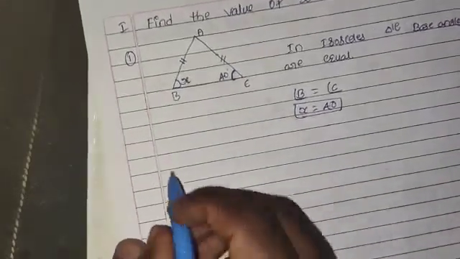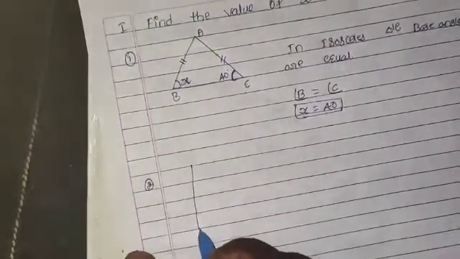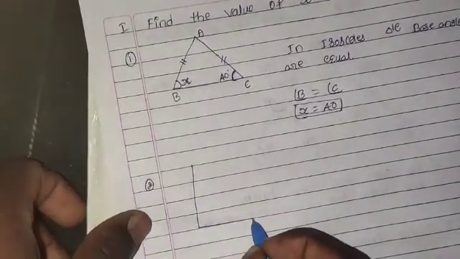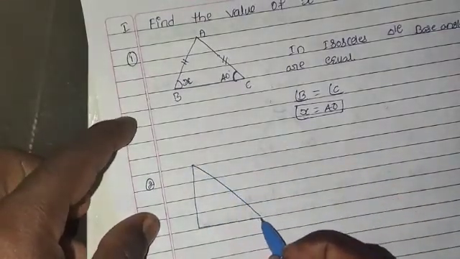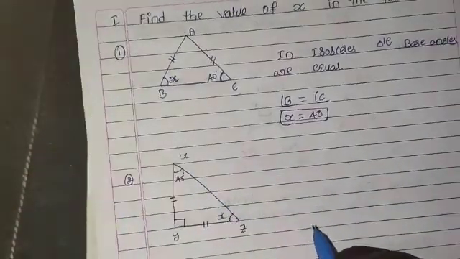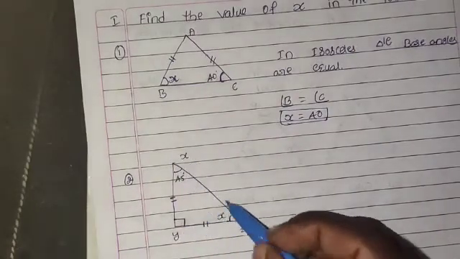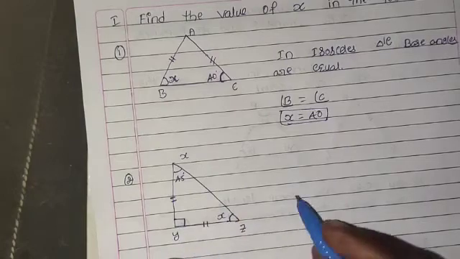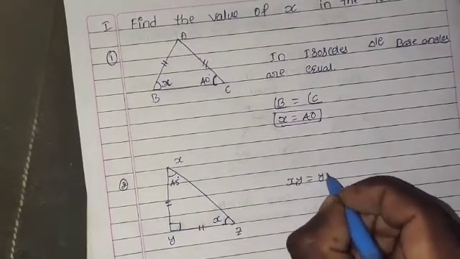Next we move on to the second problem. The second diagram is like this. We have to find the value of x. This is a right angle triangle. Here is the triangle XYZ. In triangle XYZ, XY is equal to YZ.